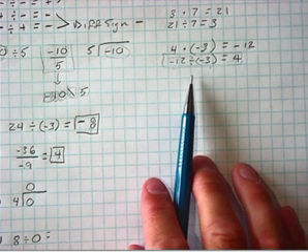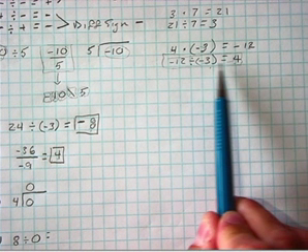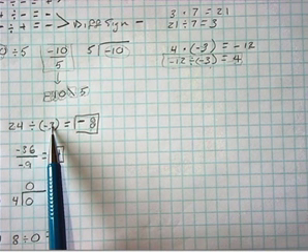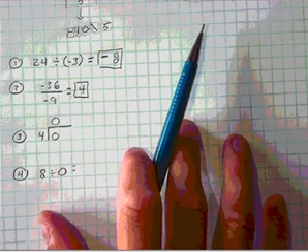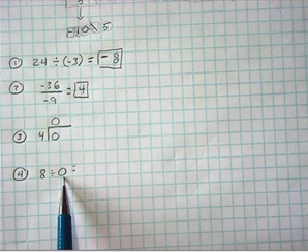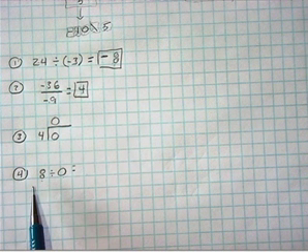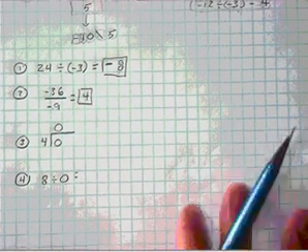So think about what we set up here. 4 times 3 gives us 12. 8 times 3 gives us 24. What times 0 gives us 8? Nothing, right? You can think of it like this too.